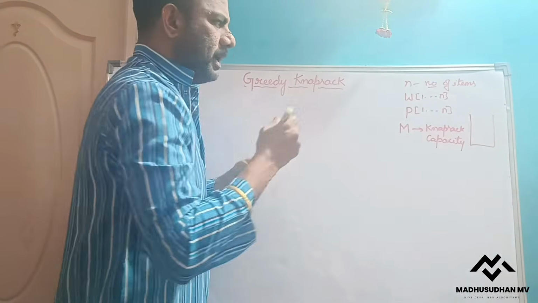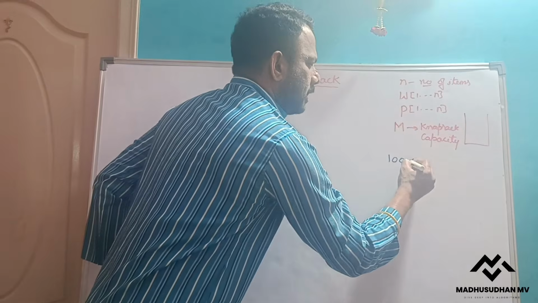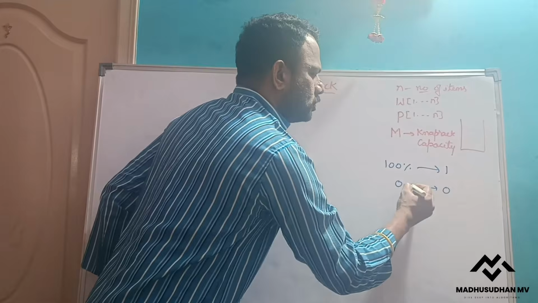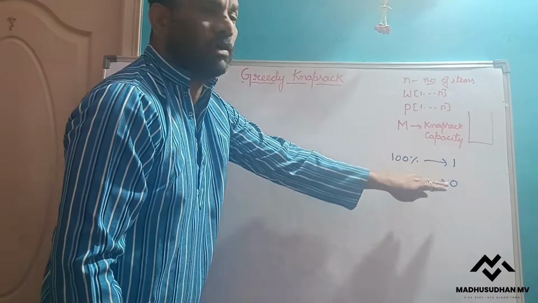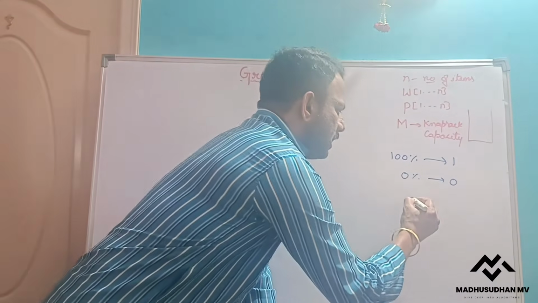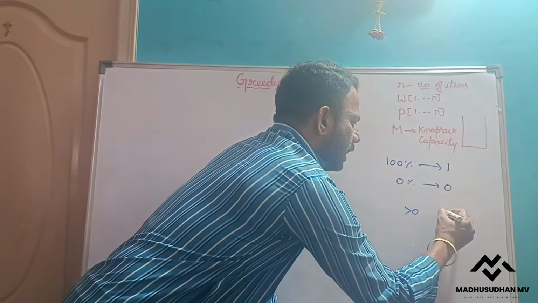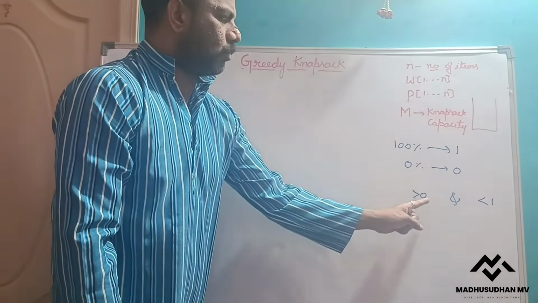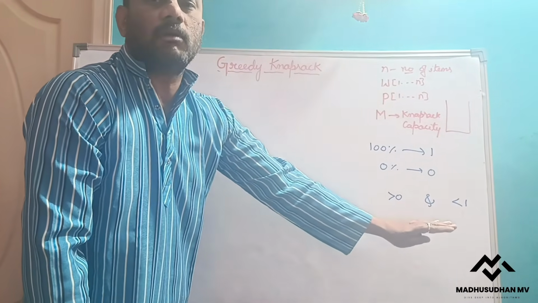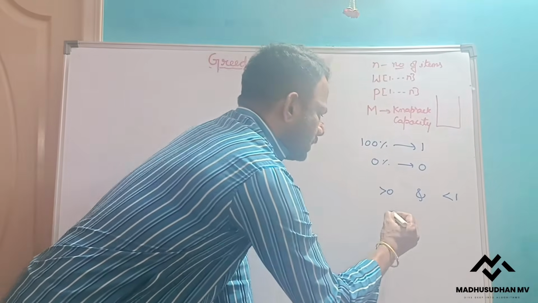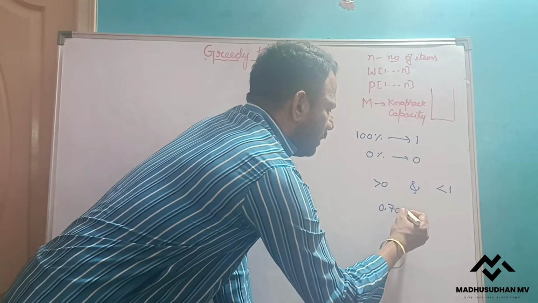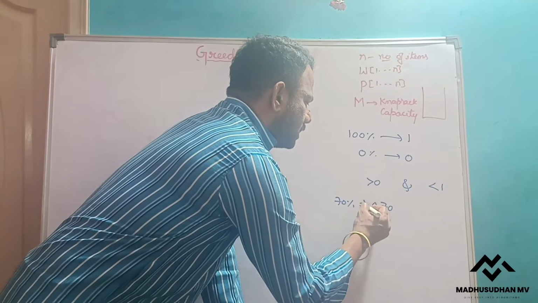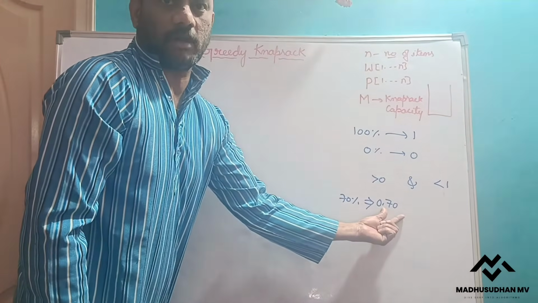That means either complete, which is 100%, meaning 1, or 0, which is 0%, meaning 0. This is the dynamic knapsack. But anything in between, greater than 0 and less than 1, from 0.1 to 0.99, is called a fraction. For example, 70% of the object means 0.7 of the object.